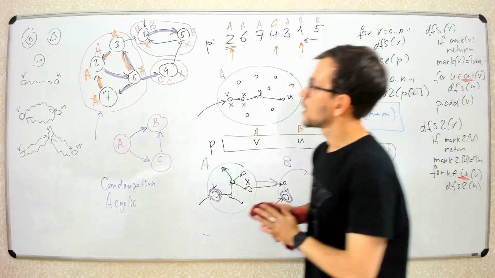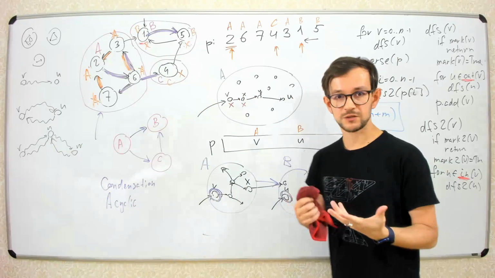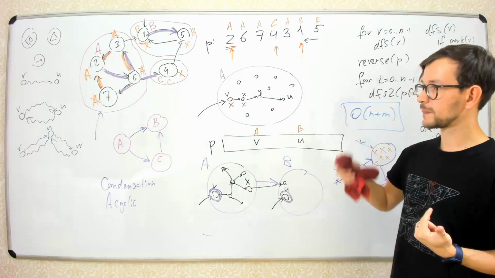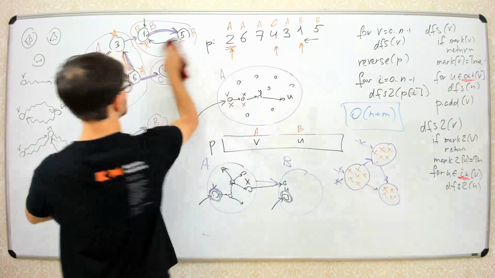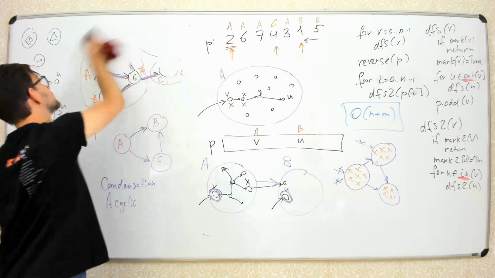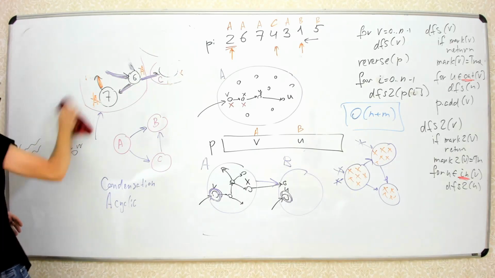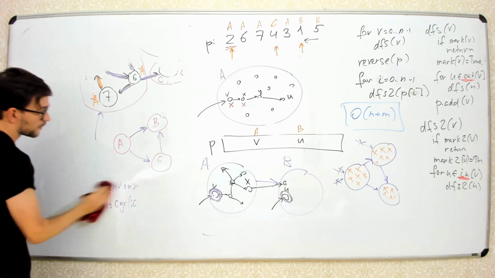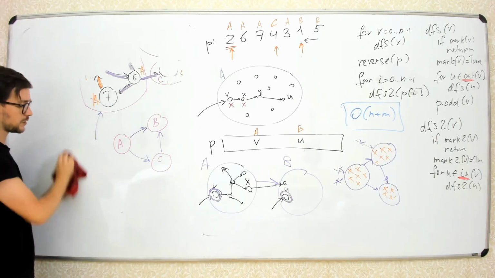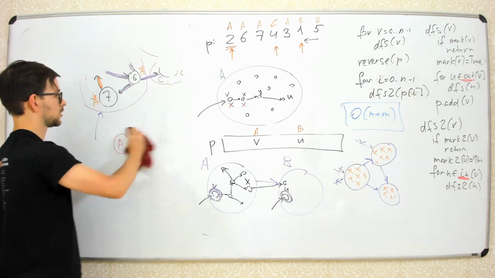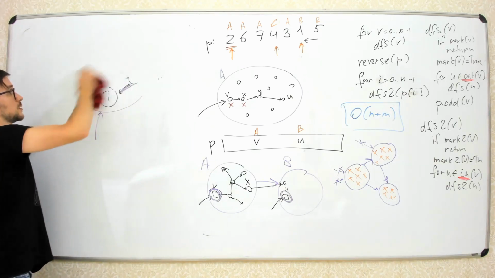TwoSat. One of the coolest applications of this technique is to solve the TwoSat problem. So what is the TwoSat problem and how is it solved? The TwoSat problem comes from Boolean algebra and stuff like this. It's one of the problems which comes from Boolean logic.